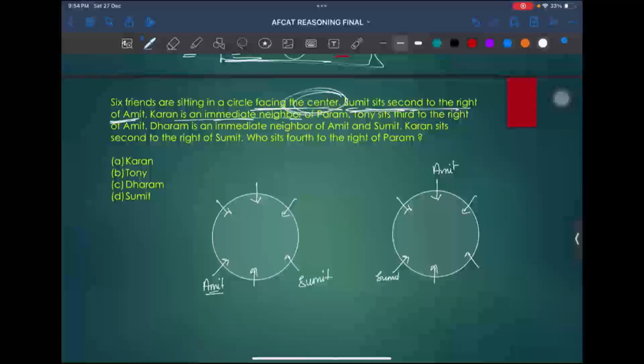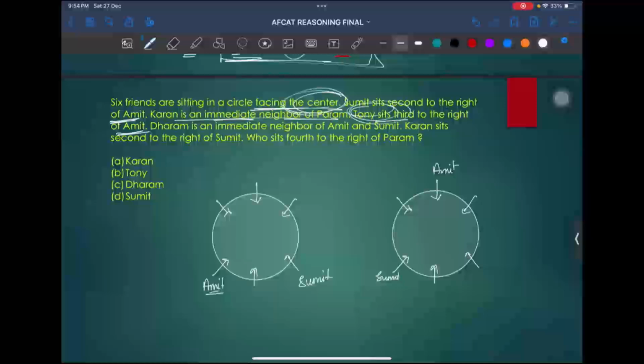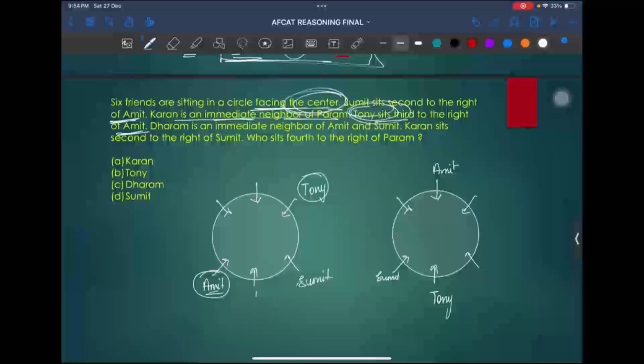Okay. Karan is immediate neighbor of Param. Let's wait because I don't know where will be the position of this. Next, Tony sits third right of Amit. If Amit is here, third right is first right, second right, third right. This is Tony. Okay. Dharma is immediate neighbor of Amit and Sumit.